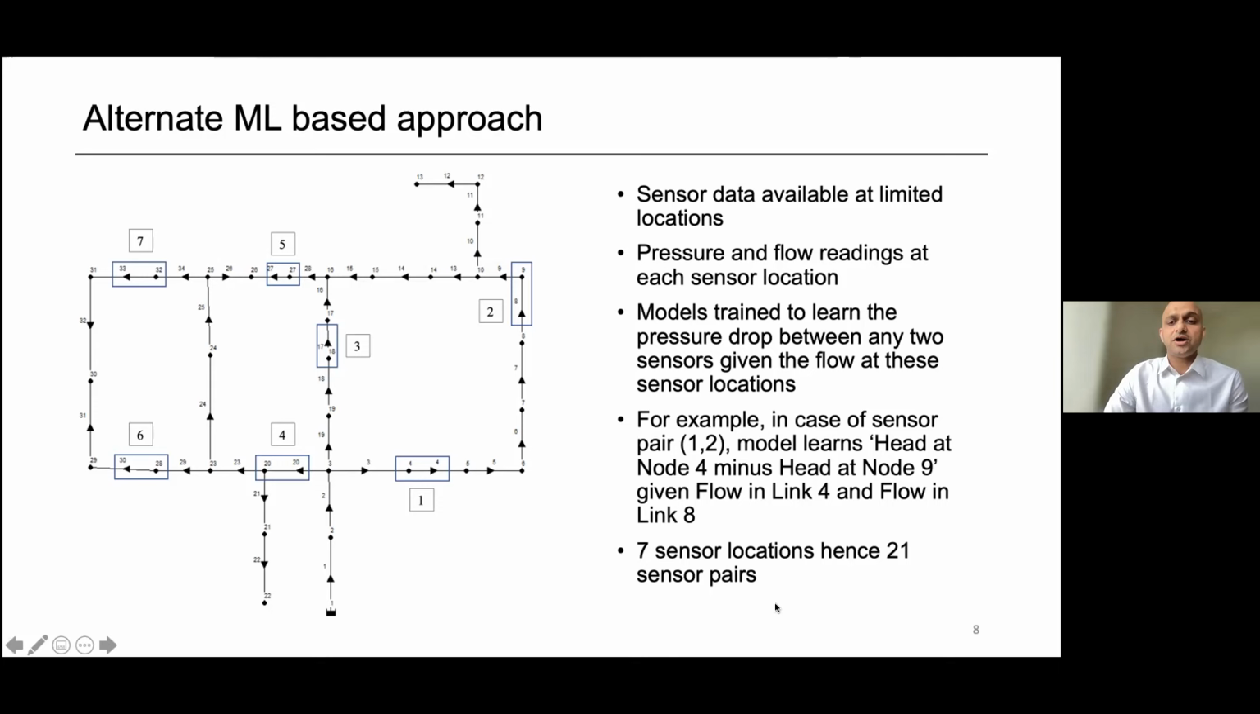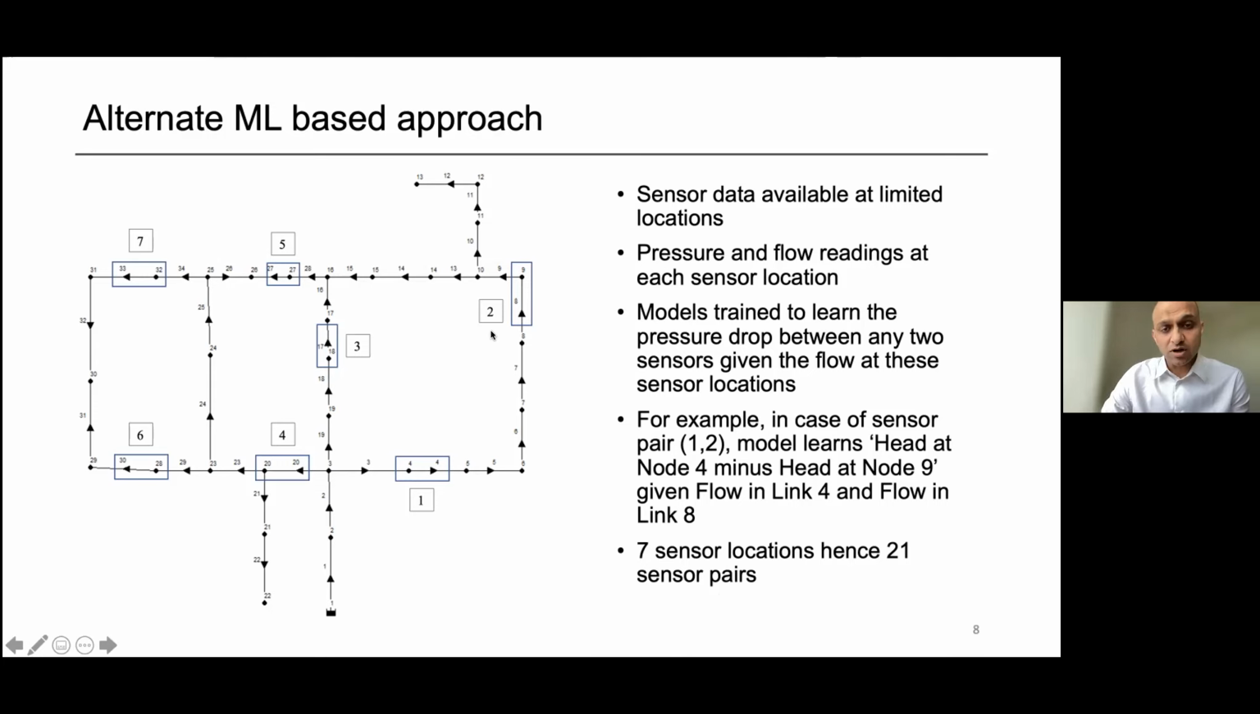And then from there we say, okay, we will start monitoring pressure drops, and we'll use the term delta H between any pair or any sensor pair. So for example, 1, 2, 1, 0, whatever.